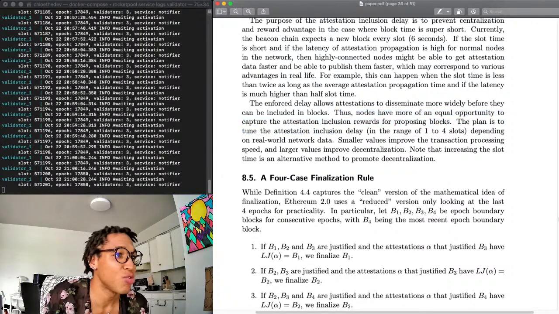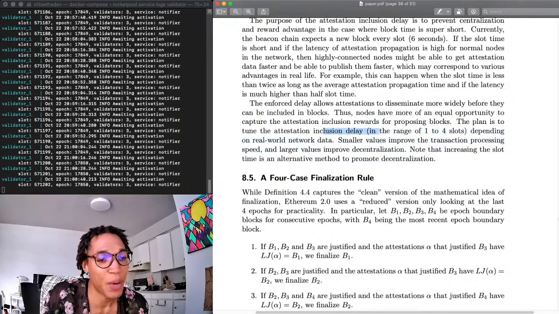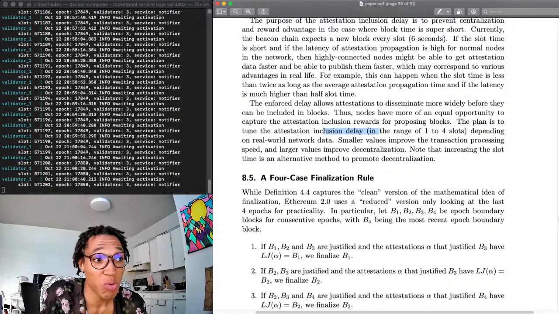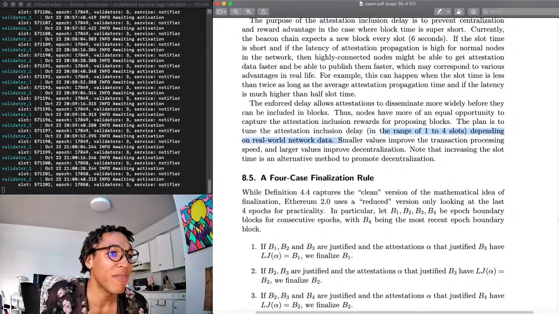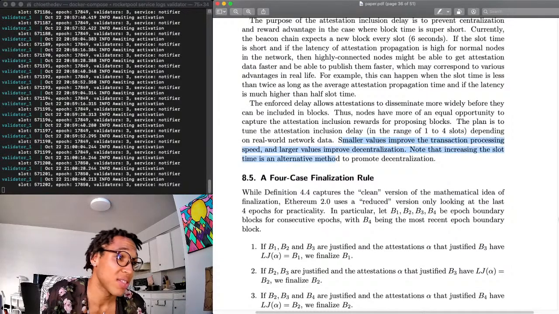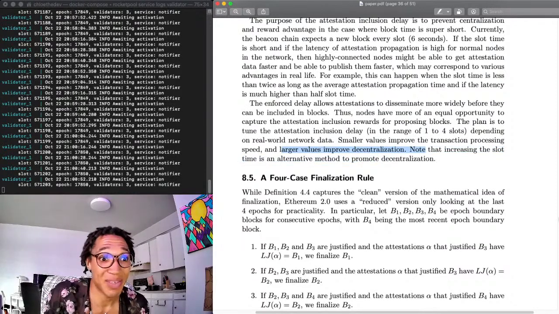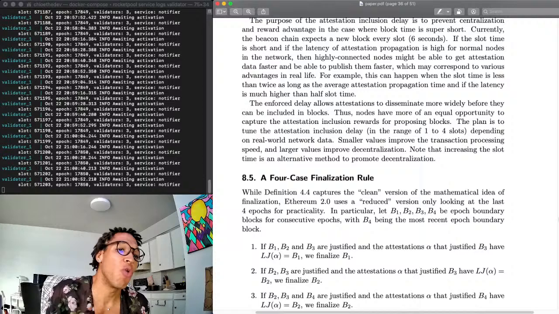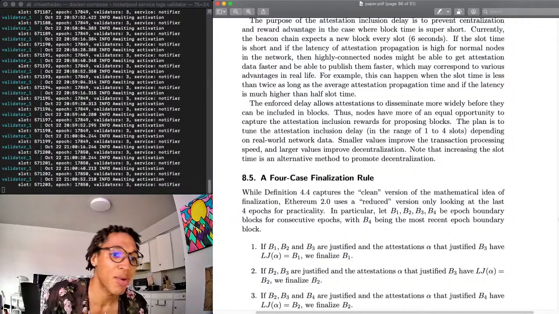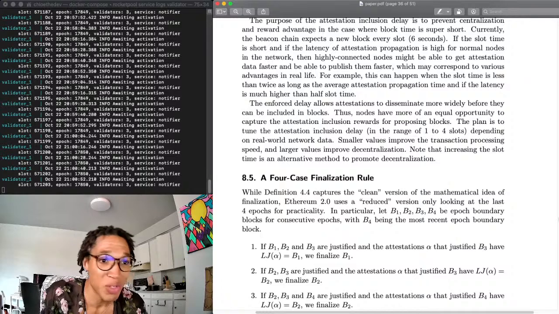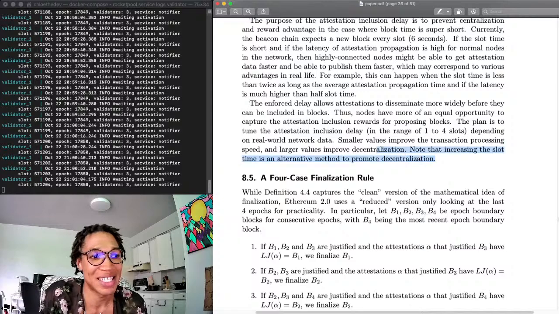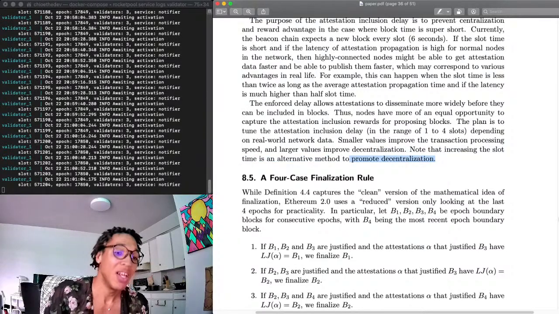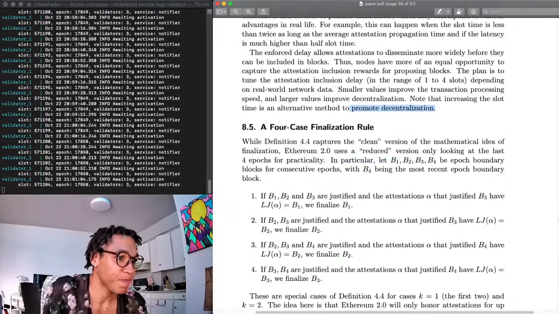The plan is to tune the attestation inclusion delay in the range of 1 to 4 slots, depending on real-world network data. So I guess this will depend on how things happen in the real world, between 1 and 4. Smaller values improve the transaction processing speed, and larger values improve decentralization. Personally, I hope we'd be somewhere like 4 slots or above in the beginning, and then over time, hopefully we'd reduce that number as latency is proven to be lower and consumer hardware gets better, just promoting decentralization on the base layer, and on layer 2 and rollups, you can do whatever you want.